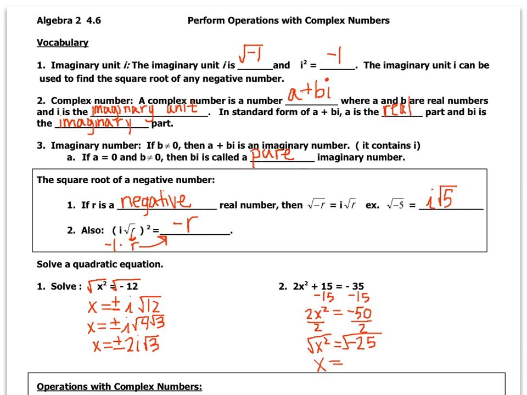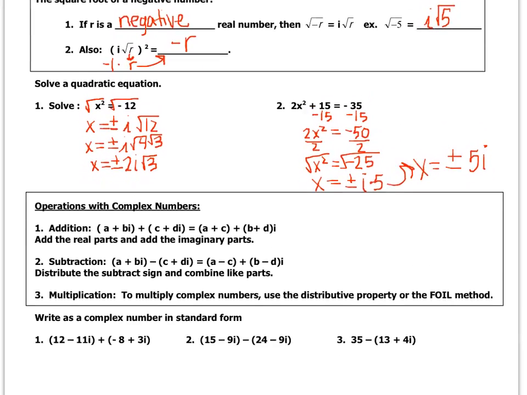So x equals, to get rid of that negative sign, we're going to take an i. So we're going to say plus or minus i. And then the square root of 25 is 5. But this isn't in the right order. We wouldn't say i5. We would say x equals positive or negative 5i. We always put the number first and then the i.